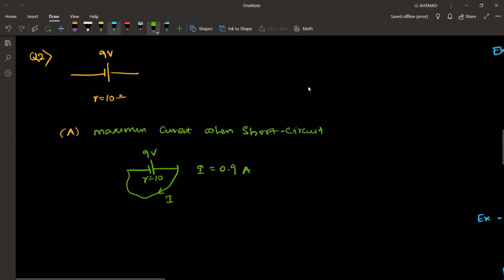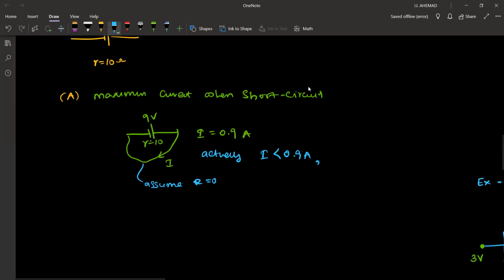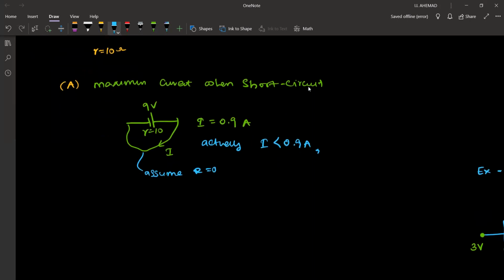So what can you tell about statement 1? This wire also will have some resistance, right? Therefore, let's assume resistance is equal to 0. Then actually I is less than 0.9. So statement 1 is correct because we cannot produce current greater than 0.9. Think about statement B and statement C.